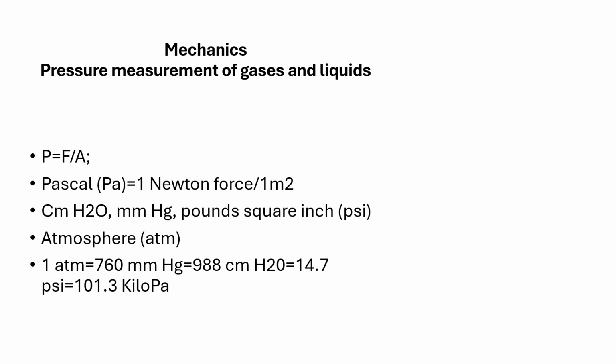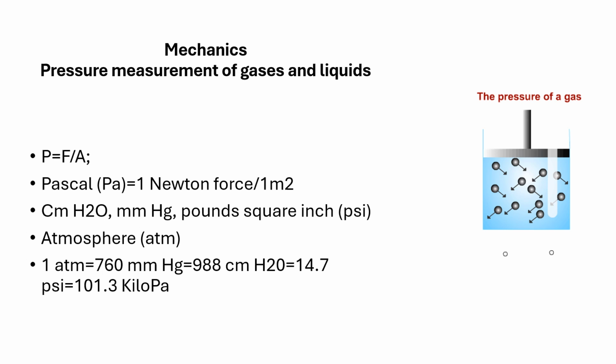It is important to know that 1 atmosphere equals roughly 760 millimeters of mercury, which equals about 988 centimeters of water, which equals about 14.7 psi, and which equals about 101.3 kilopascal. And here on this pictorial, you can see the gas exerting a certain amount of pressure on the walls of a container.